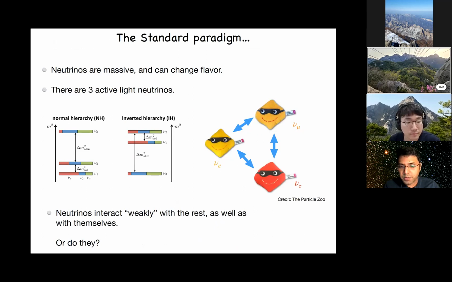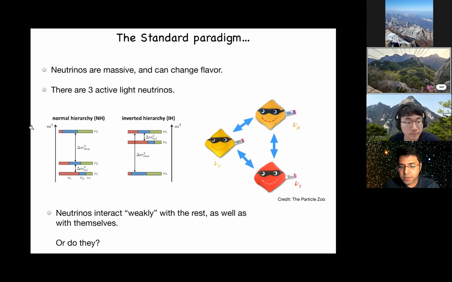But then we have enough experimental evidence to know that the neutrinos are massive, and then they can oscillate amongst themselves. So they can change flavors. We also know that there are definitely at least 3 active light neutrinos. And although we do not know the individual masses of the neutrinos, we know how the mass differences can be ordered. There are 2 possible options.